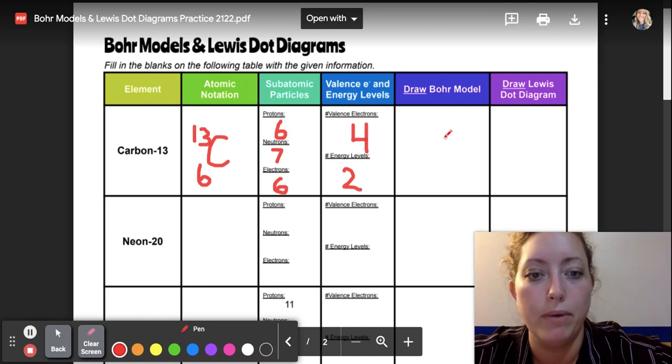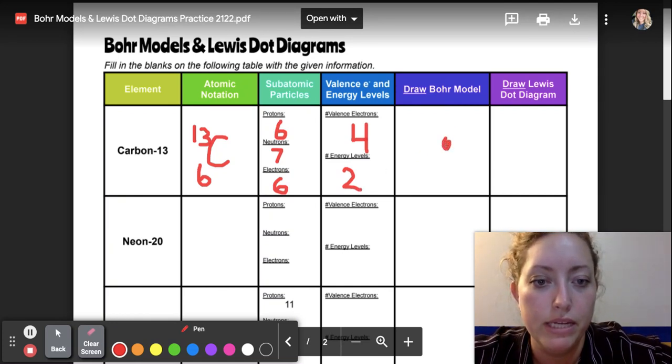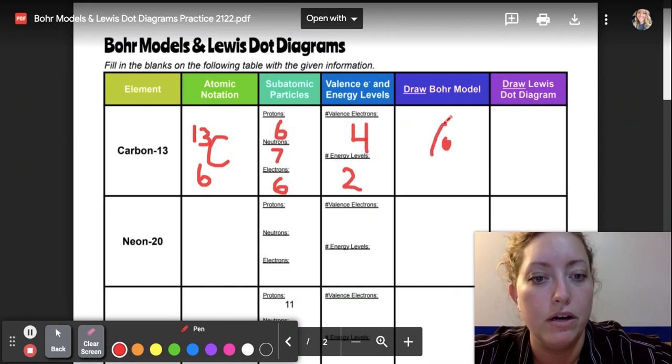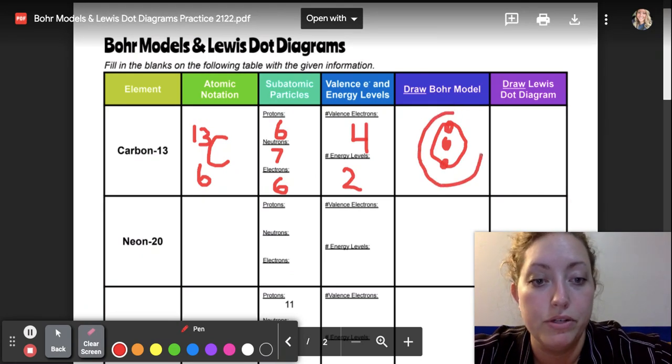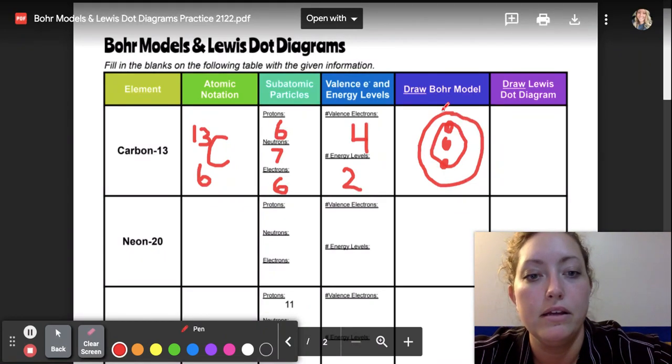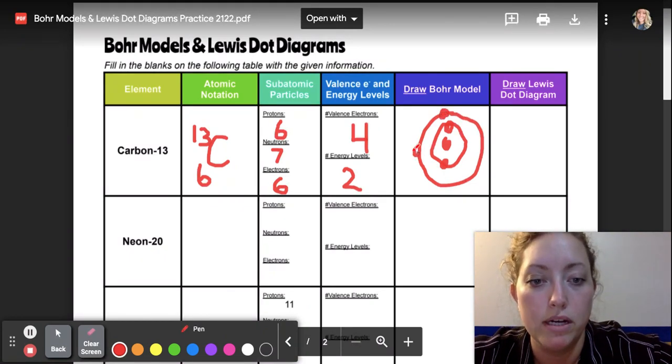Now you would come in and draw a Bohr model. So I'd say, okay, this is my nucleus. I am going to draw one circle with 2 electrons on it. This is not pretty, guys. I'm going to draw another one with the other 4 electrons hanging out.